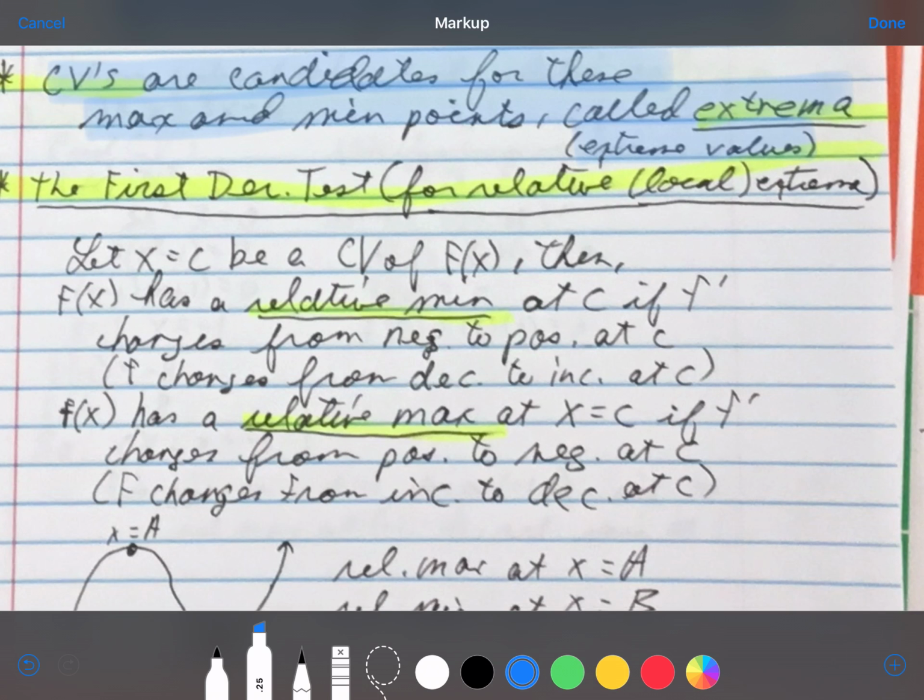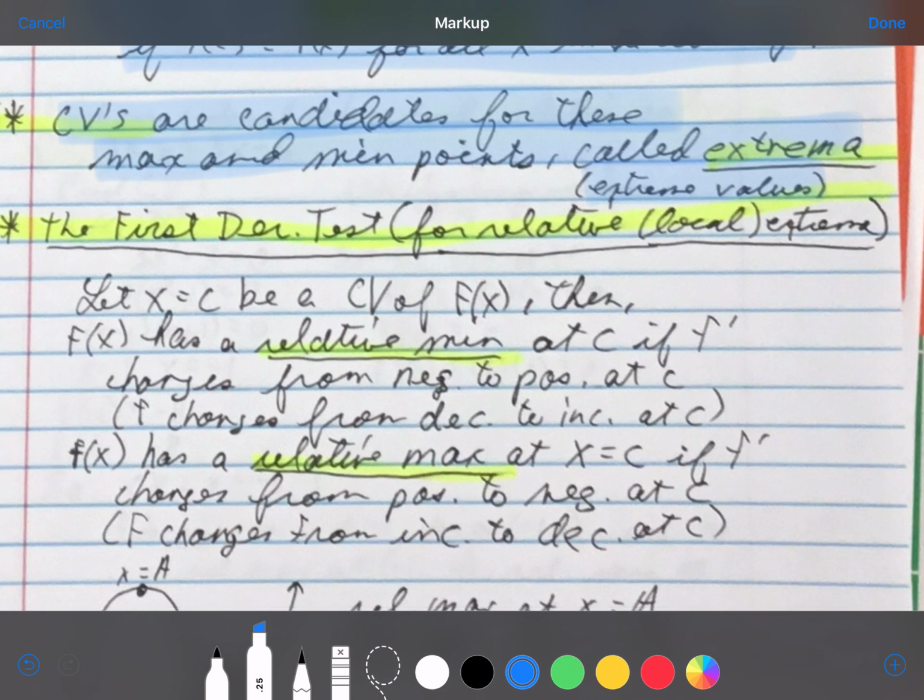So this first derivative test, this is what all this was leading to. Right? So kind of just putting a formal wording to all of this. So the first derivative test, and this is a test that we use for finding relative or local extreme values. Right? We let x equals c be a critical value of our function. So that means we'll find the critical values first. Then f of x has a relative minimum at c if f prime changes from negative to positive at c. Right? f changes from decreasing to increasing.